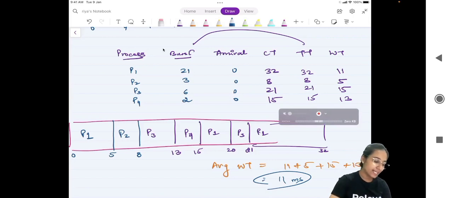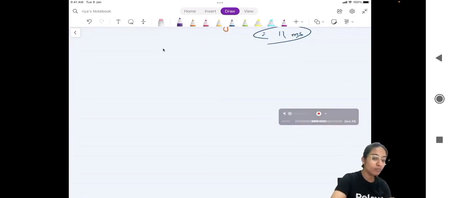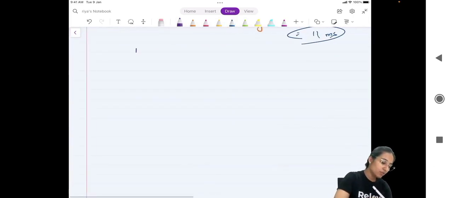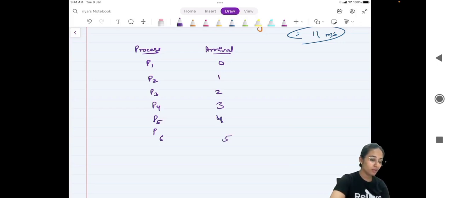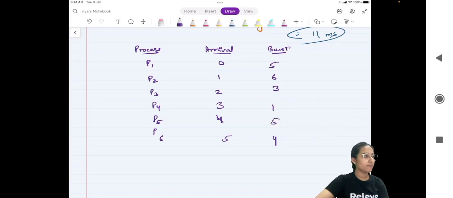Okay, you can take another example here as well. That's why I'm taking more and more examples, because the more examples you take, the better you learn. So let's say there are processes P1, P2, P3, P4, P5 and P6, and now the arrival time is not the same. So this is 0, 1, 2, 3, 4 and 5. Okay, and then we have the burst time. Burst time is 5, 6, 3, 1, 5 and 4.